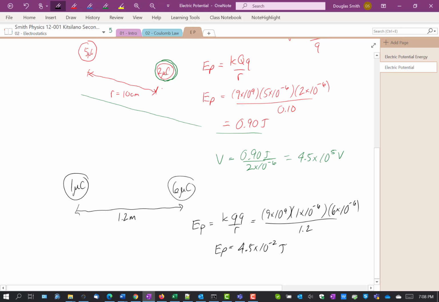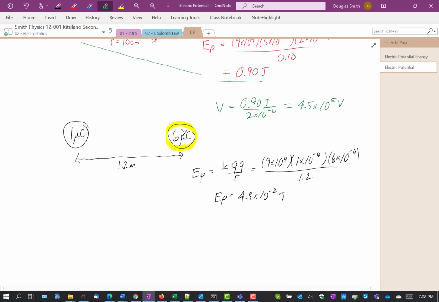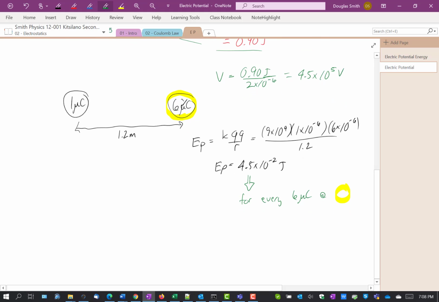Okay, so when I have this situation, at this point in space, for every 6 microcoulombs, I get 4.5 times 10 to the negative 2 joules. That's for every 6 microcoulombs at that yellow circle. The question is, how much for every 1 microcoulomb? Or for every coulomb, I should say. For every coulomb.